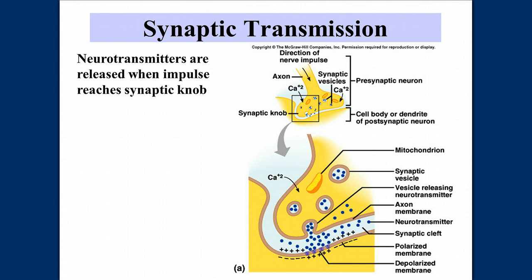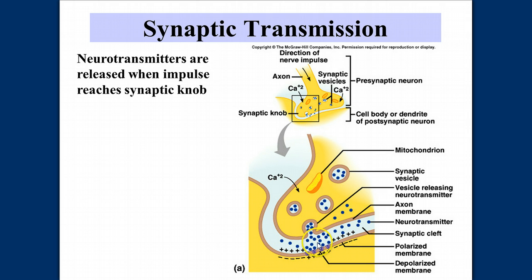depolarization of the synaptic knob, which causes the calcium channels to open, and then the release of the neurotransmitter by the synaptic knob. So again, this is presynaptic and this is postsynaptic. So the neurotransmitter is released. And so as we started here on this postsynaptic membrane, we have resting membrane potential.